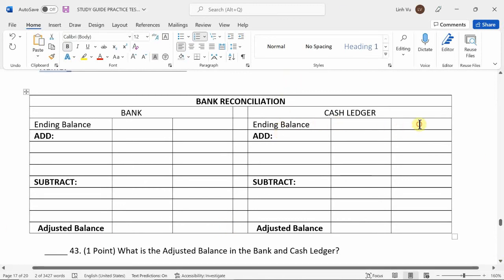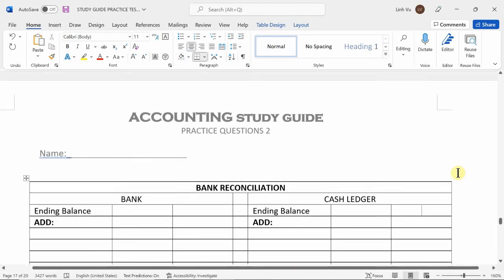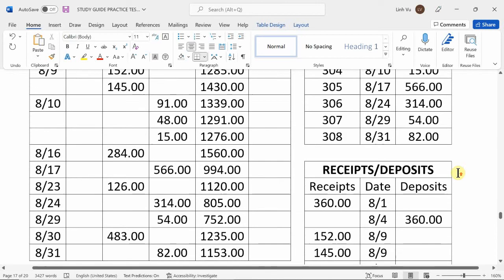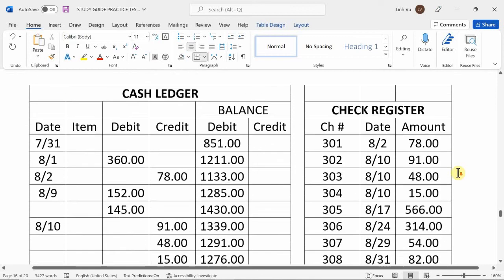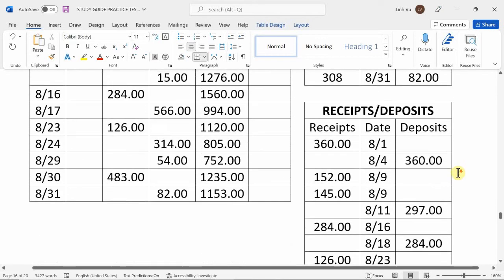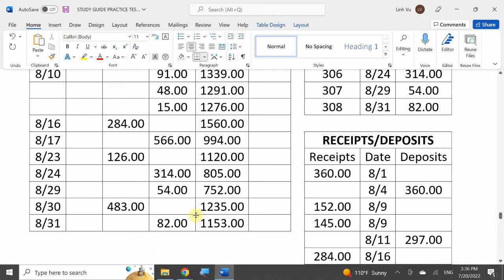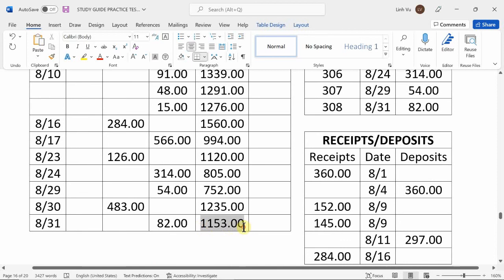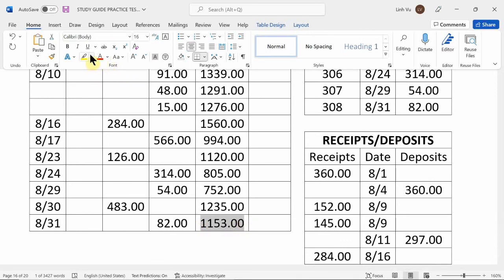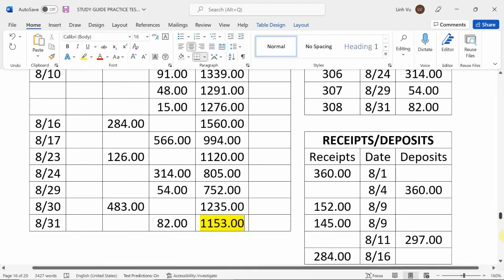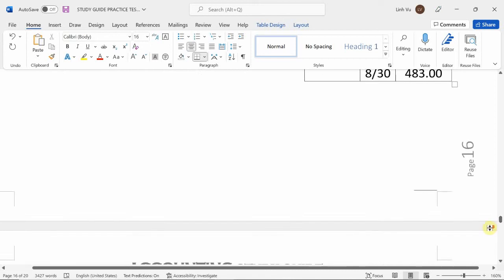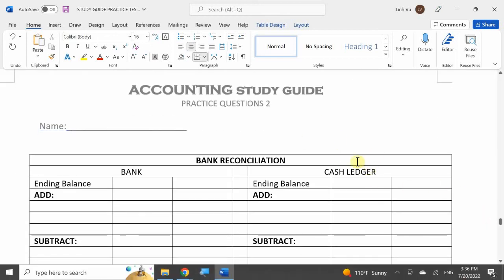Okay, so in this case, we need to find out what my ending balance is in my cash or checking ledger. So here is my cash ledger. What is my total value at the end of the last transaction? $1,153. And I'm going to highlight that so you know where to find that answer. So $1,153 is your ending balance in your checking account.